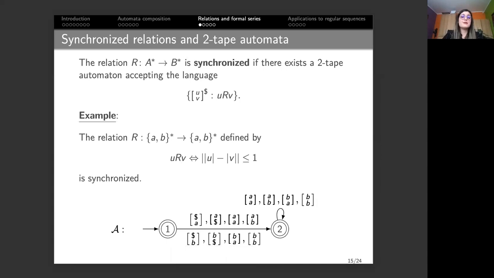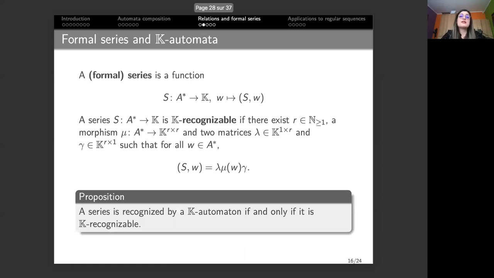So there is a link between a synchronized relation and two tape automata. There is also a link between formal series and K automata. A formal series is a function from the words over A that associates to each word its coefficient in K. So each word has a coefficient.